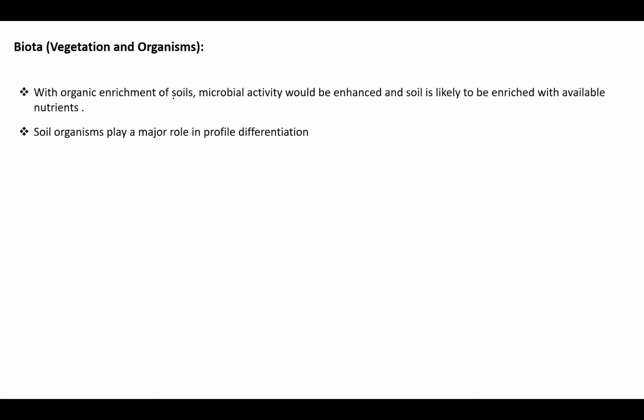So, with organic matter enrichment in the soils, microbial activity would enhance, and these soils would be enriched with available nutrients. So, what will happen when organic matter enriches the soils? When organic matter is available in a particular soil, especially in our grassland and forest areas, microbial activity will increase. Ultimately these microbes break down the organic matter and release nutrients, and these nutrients will be available to the plants for growth and development.